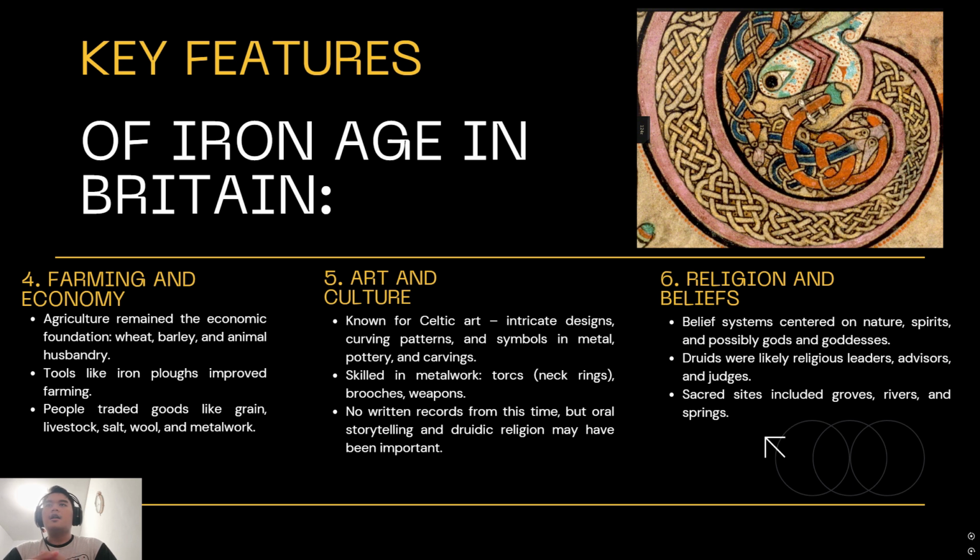5. In art and culture. Known for Celtic art, intricate designs, curving patterns, and symbols in metal, pottery, and carvings. Skilled in metalwork, torques or neck rings, brooches, and weapons. No written records from this time, but oral storytelling and Druidic religion may have been important.